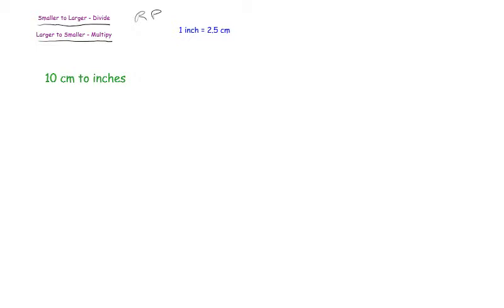First thing you have to remember is your conversion factor. You need to remember that 1 inch is equal to 2.5 centimeters.